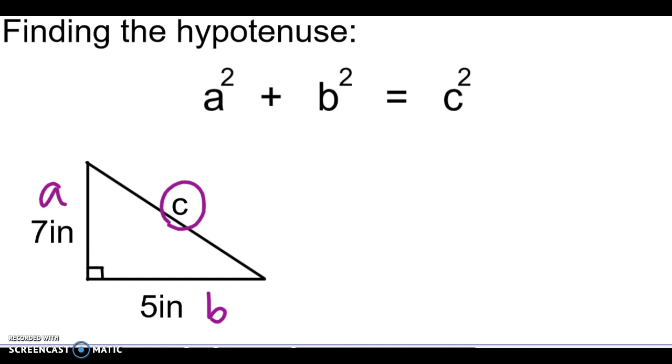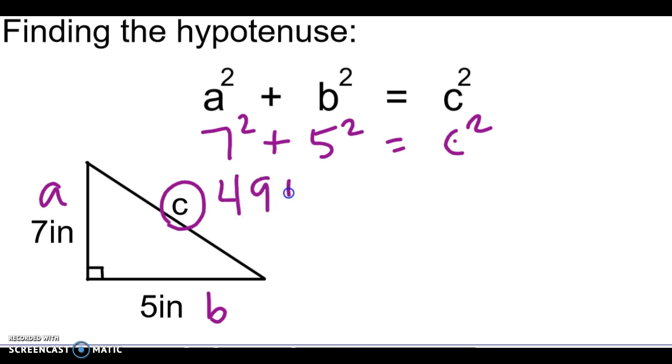So we're going to fill in our letters and plug them in. Instead of a, we've got 7 squared. Keep the plus sign. 5 squared equals c squared. We're going to keep c because that's our unknown. 7 squared is 7 times itself, which is 49. And then 5 squared is 5 times 5, which is 25.